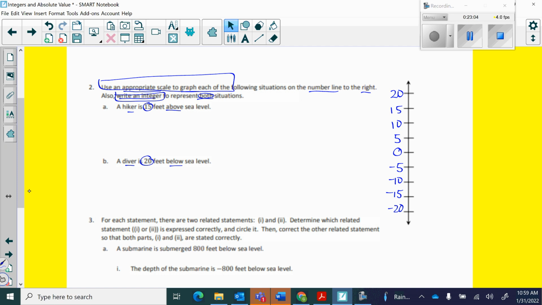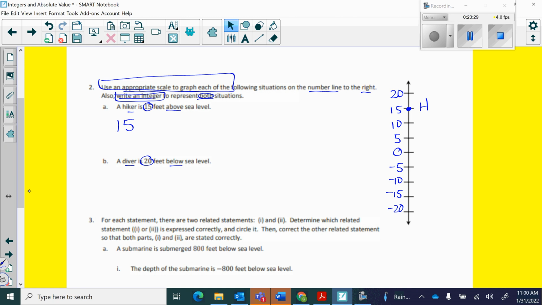So now we're supposed to plot these 2 points. Let's do our integer first. If a hiker is 15 feet above sea level, what integer would I use for that? 15. So where is that going to be on my number line? Right where the 15 is. And we should label it. I'm going to put H for hiker, or you can put A for part A, whichever you want to do.